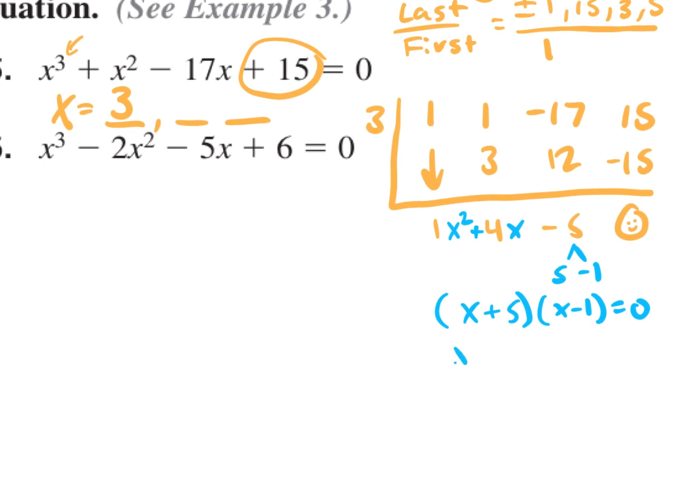So what would x equal? Negative 5 and positive 1, because we just set both of these equal to 0. So negative 5 and positive 1. So these would be our 3 solutions.